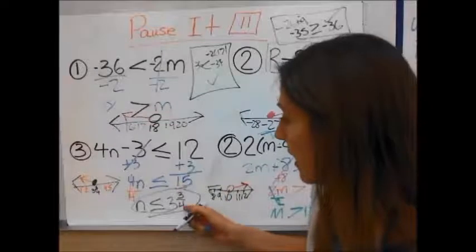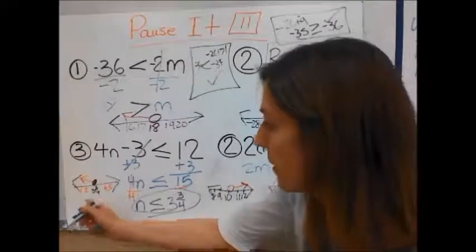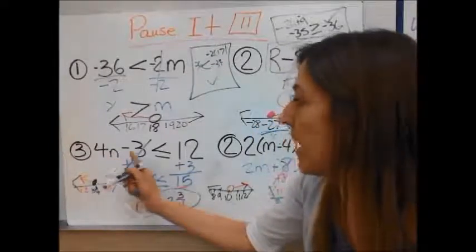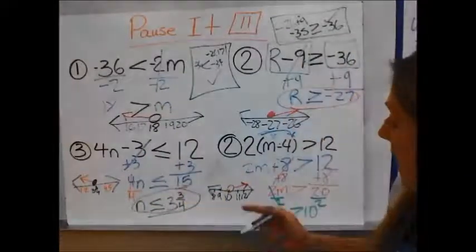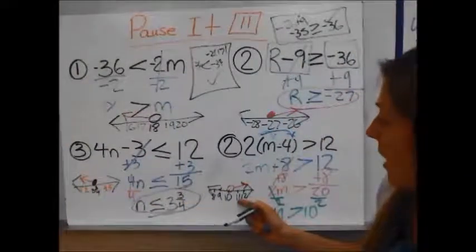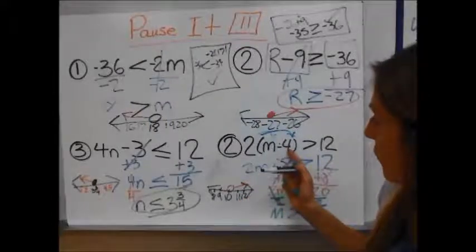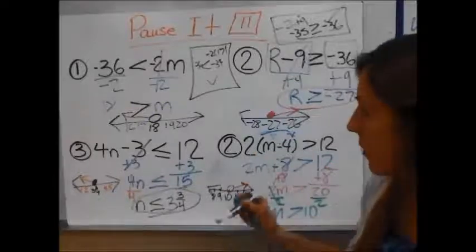And I can plug in for n is less than or equal to 3 3/4. So I can pick something on my number line. I'm going to pick the number 2. 4 times 2 is 8. 8 minus 3 is 5. And 5 is less than 12. So it works. And then I'm going to plug in a number here. I'm going to plug in, let's see, 12. 12 minus 4 is 8. 8 times 2 is 16. And 16 is greater than 12. So it works.